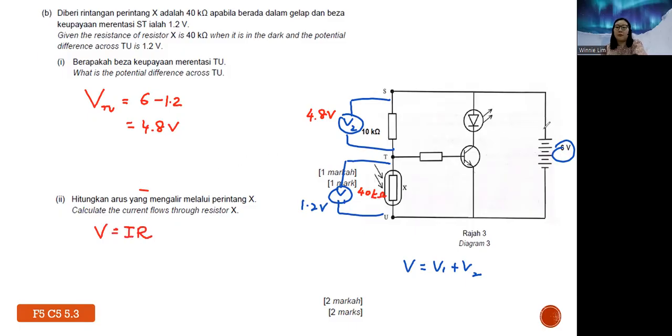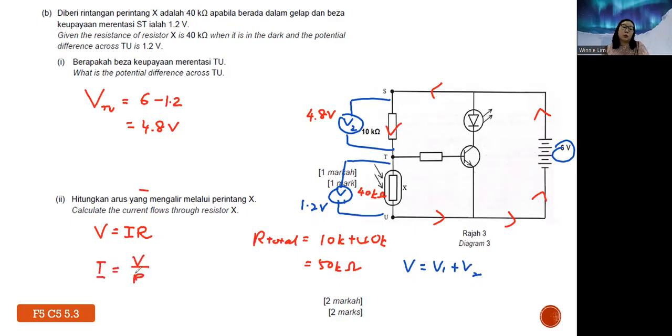So what is the current that flows in this circuit? It looks like a series circuit, meaning these two resistors are arranged in series. So what is your total R? Your total R is 10 kilo plus 40 kilo, so you should have 50 kilo ohm. To find I, it will be total V over total R.